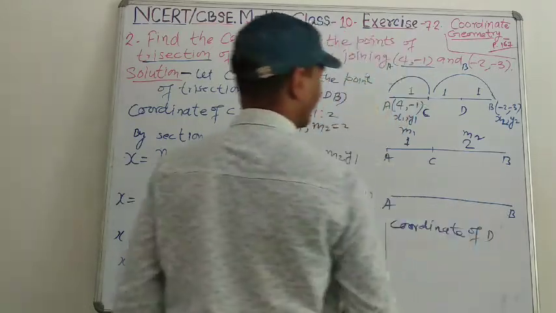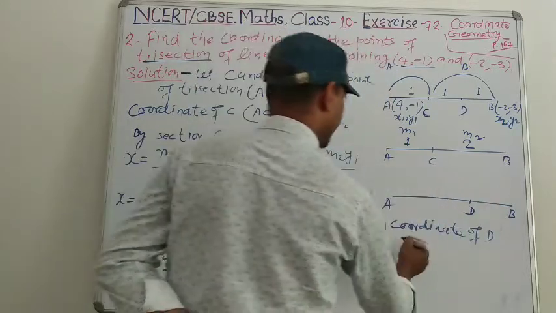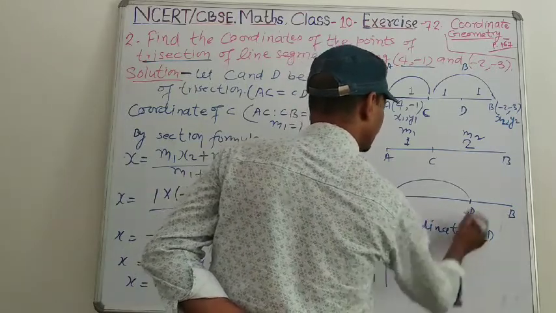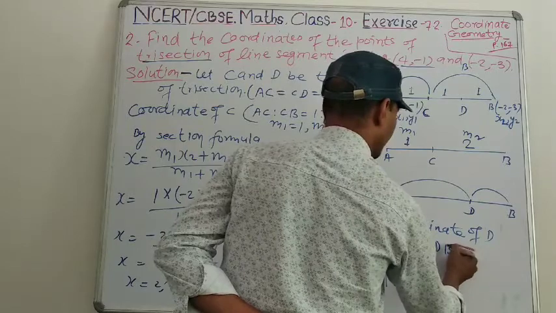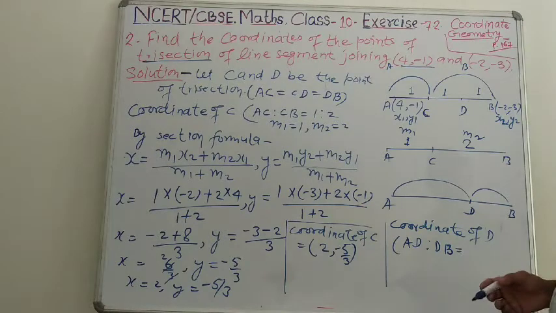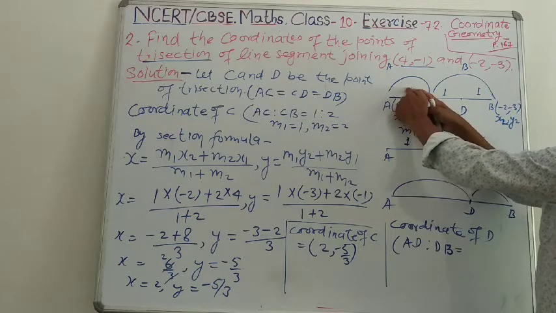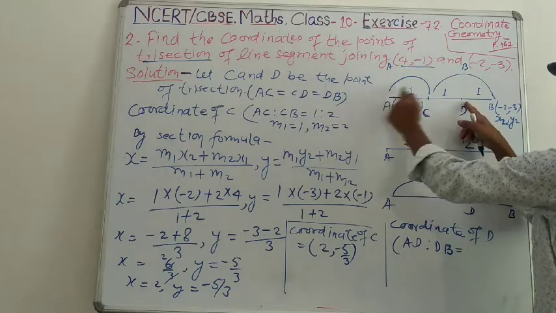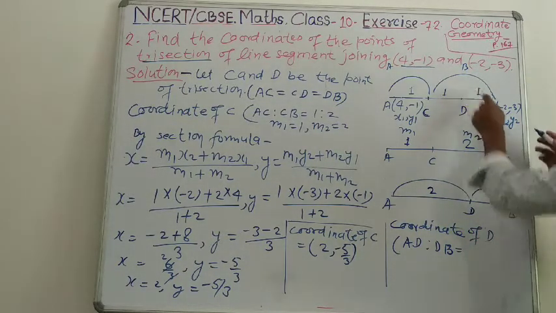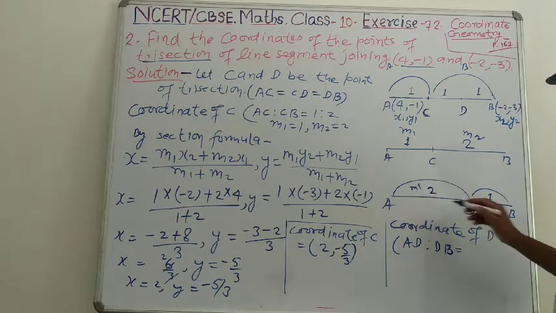What will the coordinate of D be? Where is D? D is here. So for the coordinate of D, the ratio will be A is to D to DB. So what is AD? Think about this in the previous figure. When we move from A to D, from A to C is 1 ratio, then C to D is 1. That means A to D is 1 plus 1, 2. So this ratio is 2, and D to B it is 1.